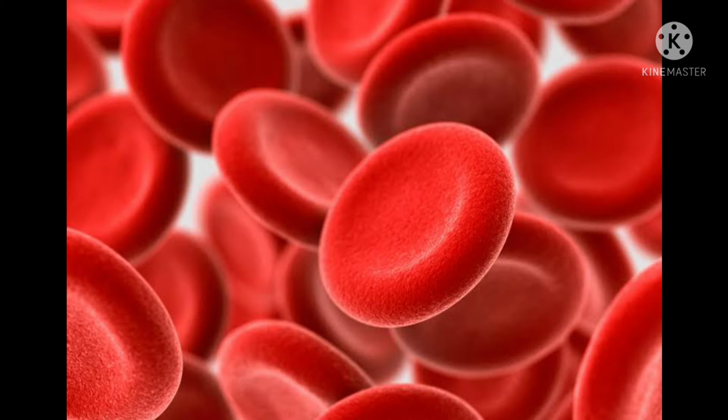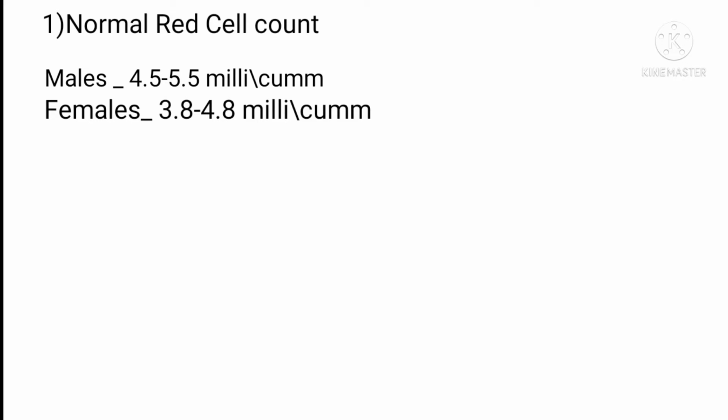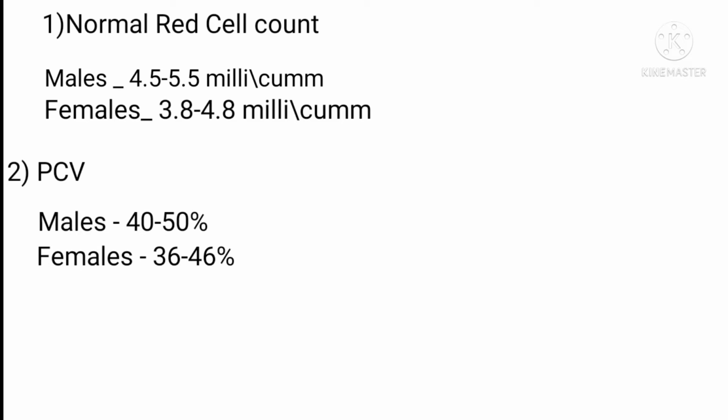The normal amount of RBC in human adult male is 4.5 to 5.5 million cells per cubic millimeter, and in females it is 3.8 to 4.8 million cells per cubic millimeter. The normal value of PCV, packed cell volume, is 40 to 50% in males and 36 to 46% in females. PCV is nothing but the measurement of blood made of cells. It is also known as the hematocrit.